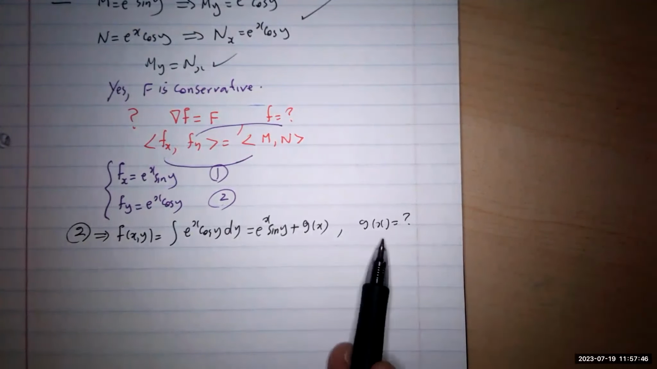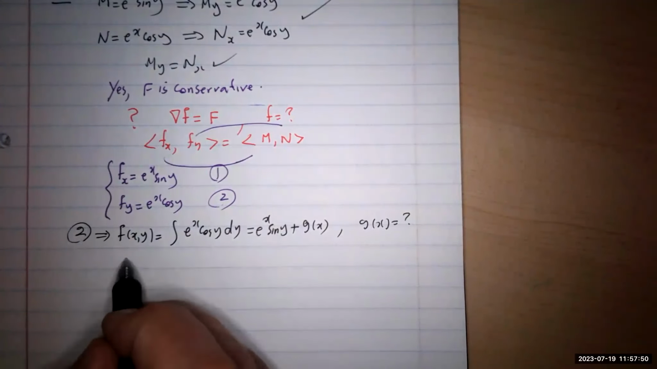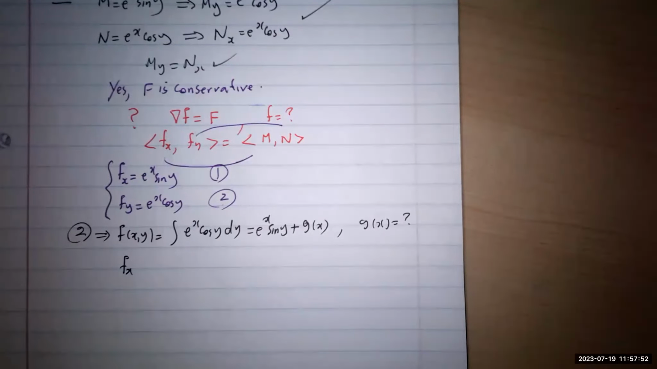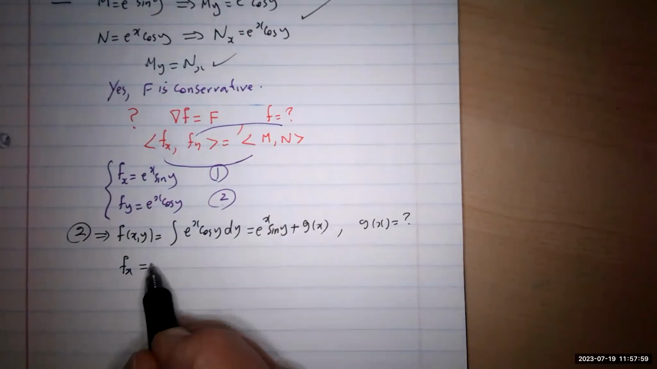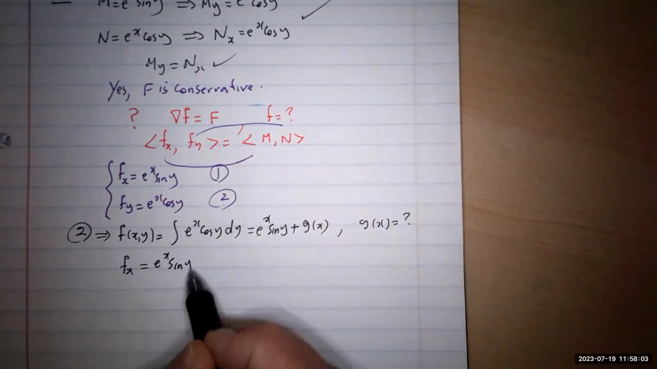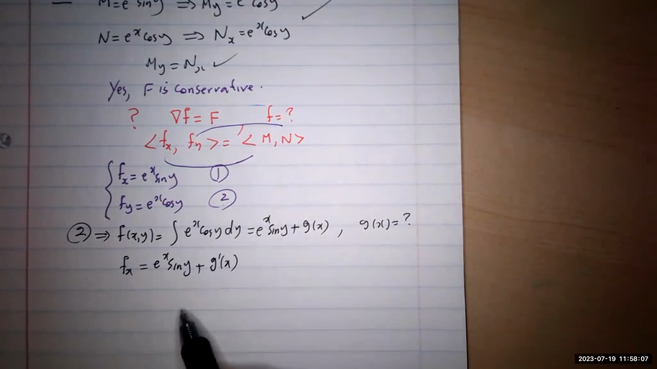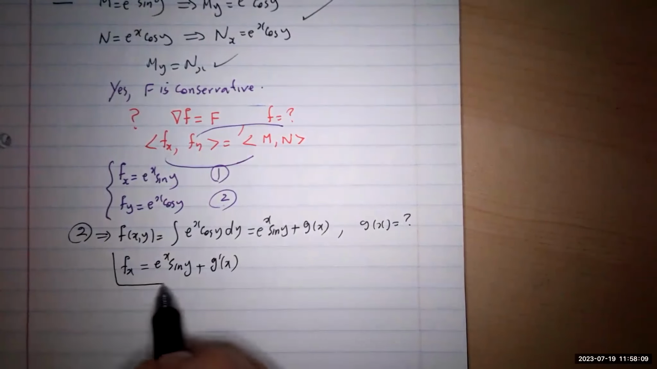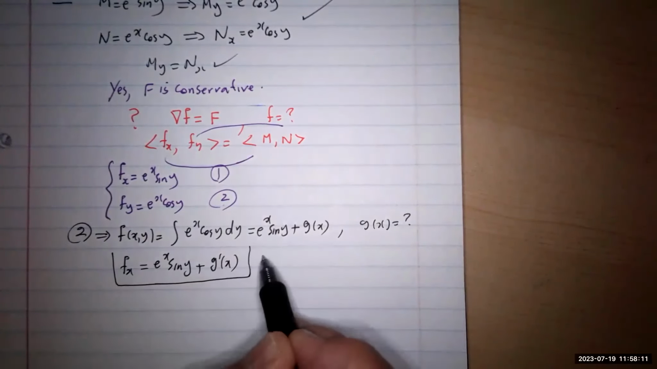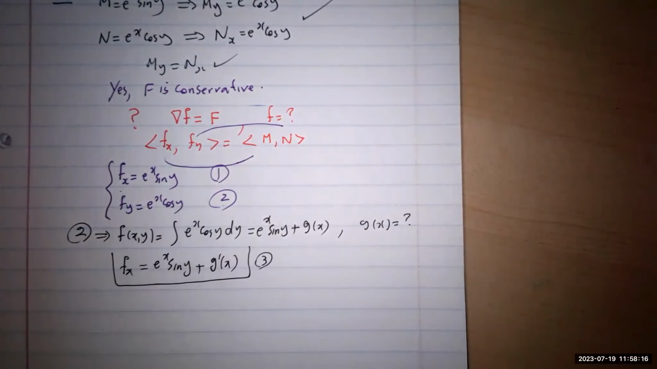To find the g of x, we are going to use the first one. So we differentiate with respect to x. That gives you f sub x. Okay, f sub x would be simply the derivative of e to the x, which is e to the x sine of y, plus g prime. Okay, this is going to be your equation number 3. But you drop it into the 1.